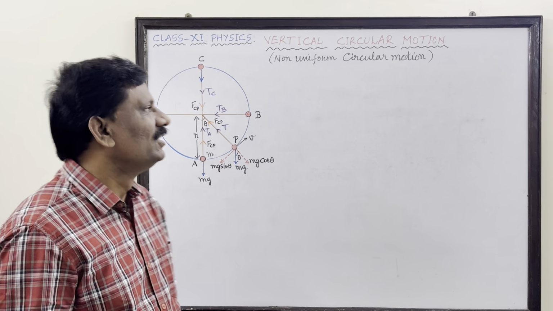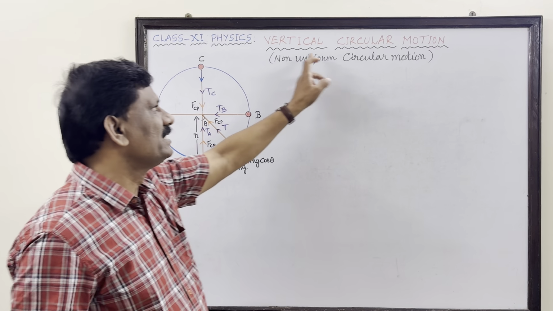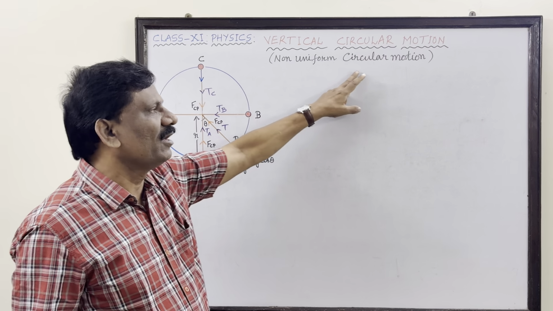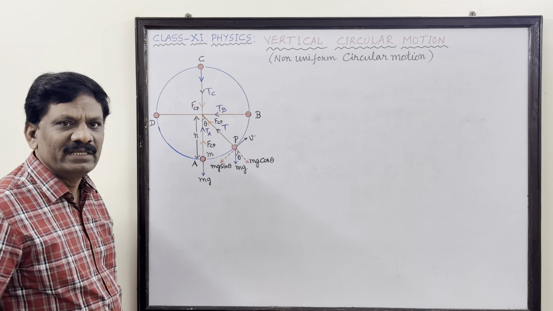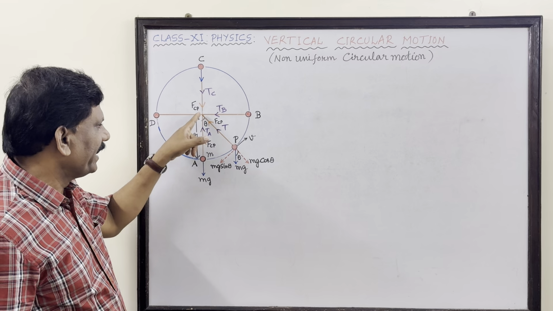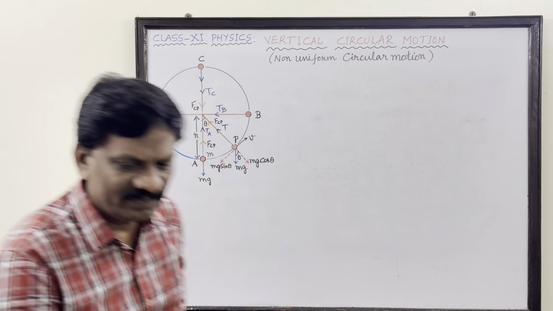Hi students, today we are going to discuss a very important topic which is called vertical circular motion. This is one kind of non-uniform circular motion. So you can look at the picture here. A body of mass m is tied to a string and it is revolved in a vertical circle.